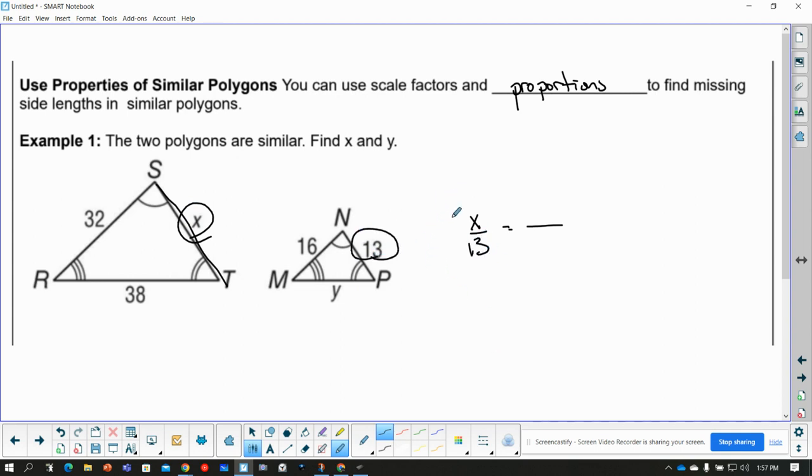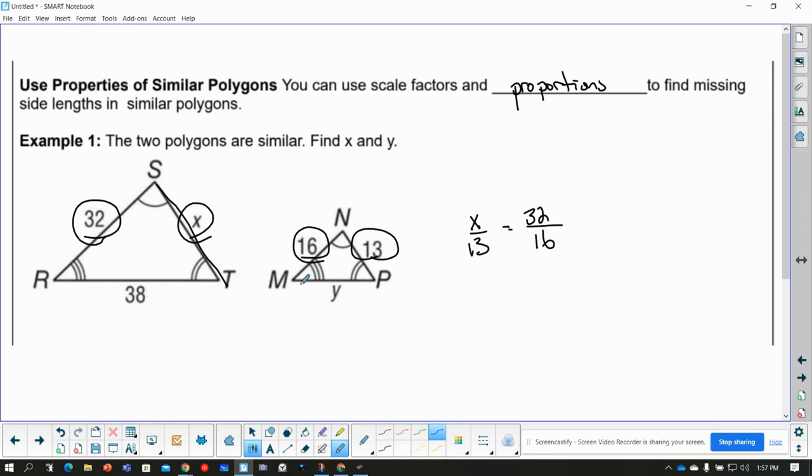For the next ratio, this 38 would match up with the Y, but then I've got an X and a Y in my problem. That's going to be confusing. So let's go up here. The 32 matches up with the 16, doesn't it? One arc, three arcs, one arc, three arcs. Notice with this proportion I have one unknown, this X. This is solvable. I can solve this by cross multiplying.